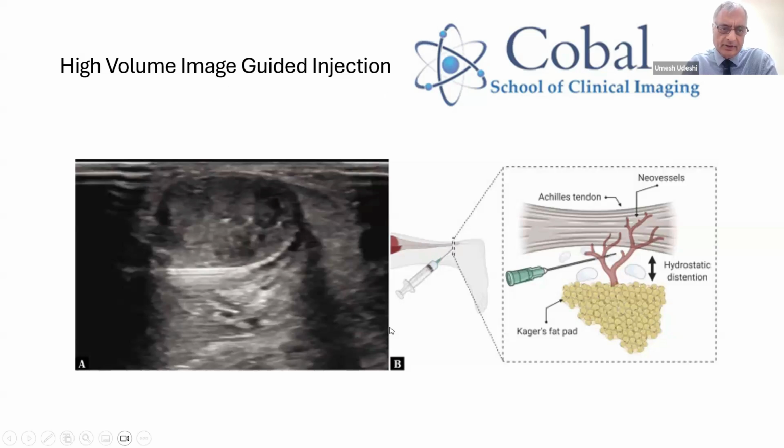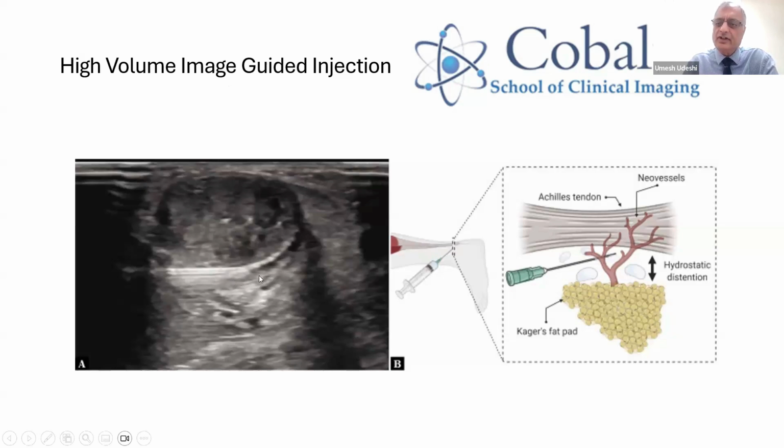So this is an axial image. Here's a needle that's been placed under ultrasound guidance just behind the anterior surface of the tendon. The skin is up here. This is the anterior surface. So the needle's gone in just anterior to the tendon between that and the fat pad. So here's a diagram of where it's gone.